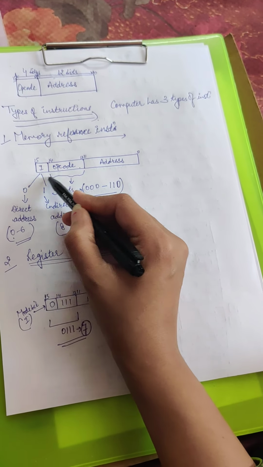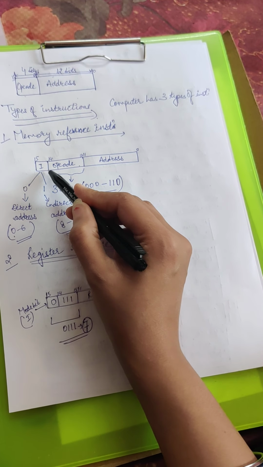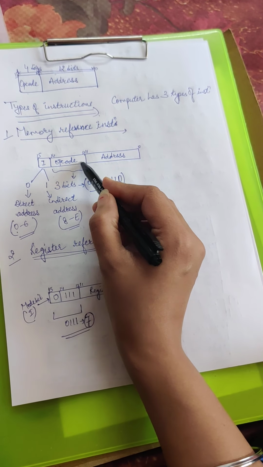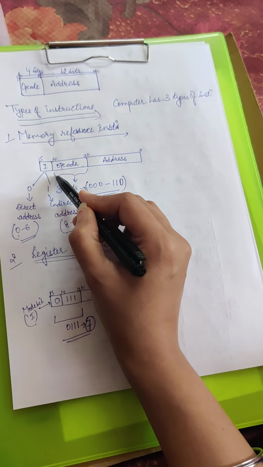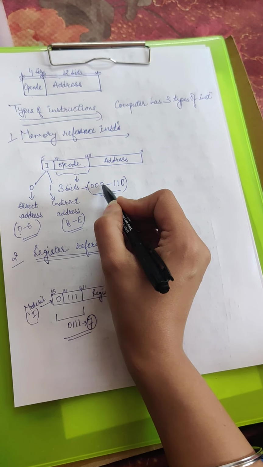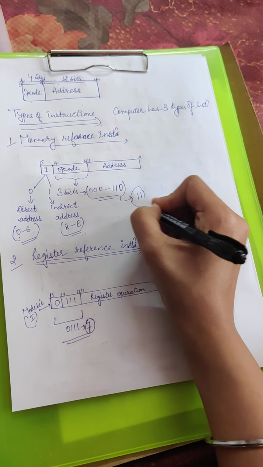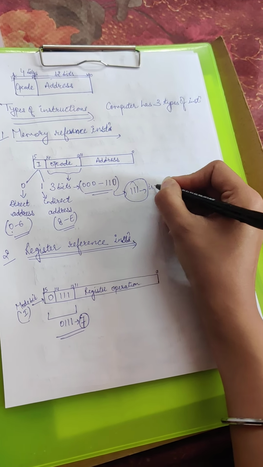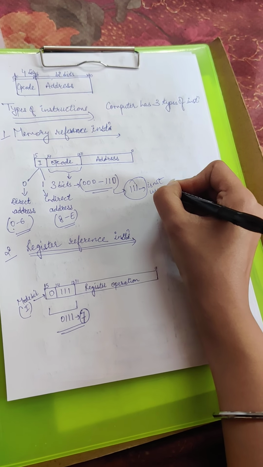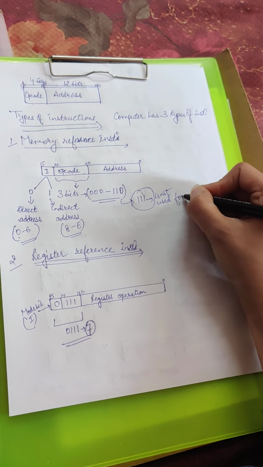And the remaining 4 bits are for the opcode, out of which bits 12, 13, 14, 3 bits, represent the opcode, which can have values from 000 to 110. 111 is not used for memory reference.